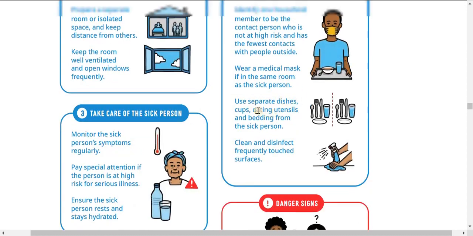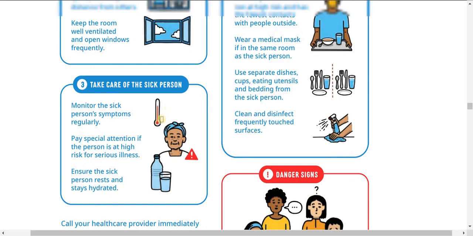Use separate dishes, cups, eating utensils, and bedding from the sick person. Here we should use separate dishes, meaning separate pots, cups, eating utensils, spoons and other materials, and bedding from the sick person. So we should use a separate bed as well. We should try to keep a distance.